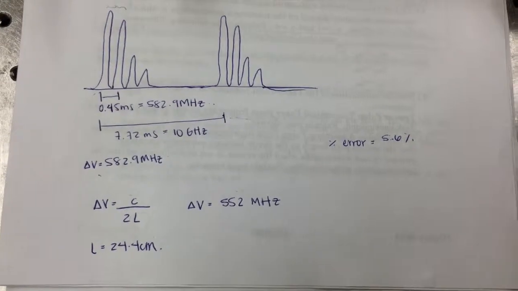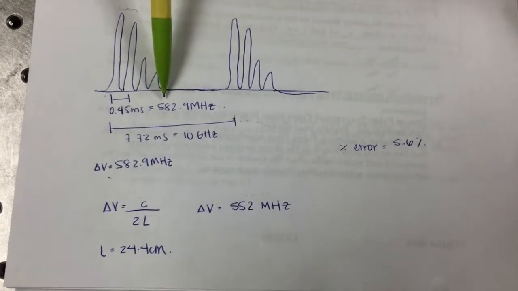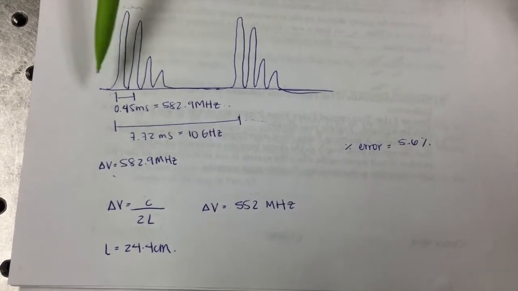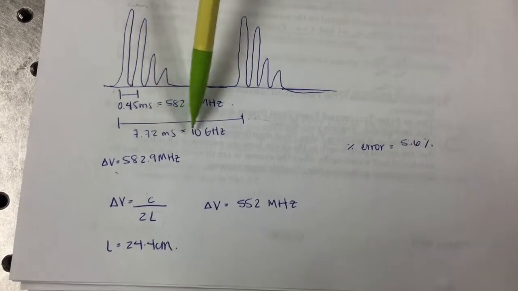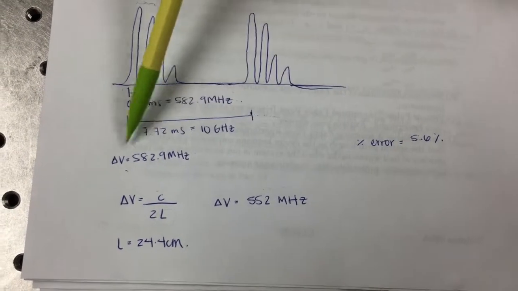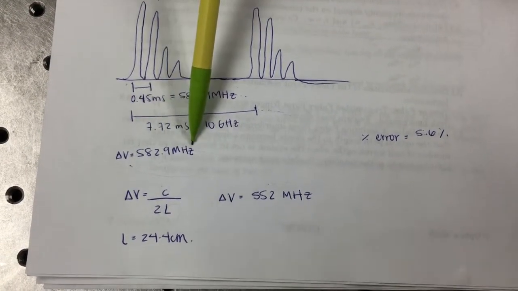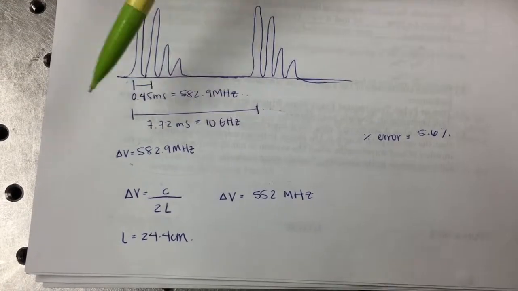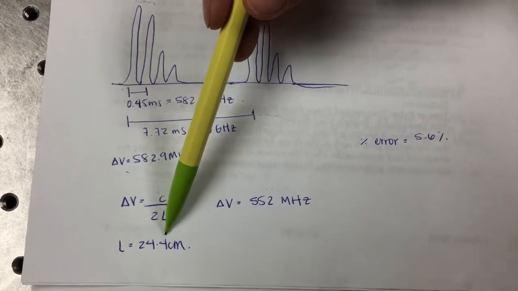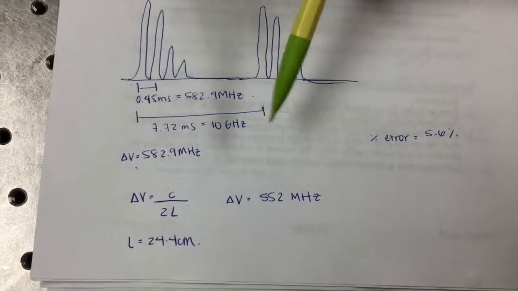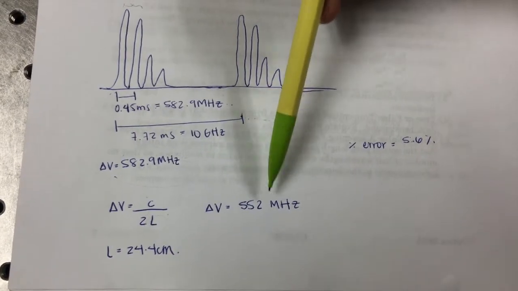Using the oscilloscope, we found the free spectral range to be 0.45 milliseconds, and that was equal to 582.9 megahertz. And then we measured the beat frequency to be 7.72 milliseconds, and that was equal to 10 gigahertz. Using our free spectral range of 582.9 megahertz, we used this equation to find the length of our cavity, which came up to be 24.4 centimeters. Then using our electric spectrum analyzer, we found the beat frequency to be 552 megahertz.